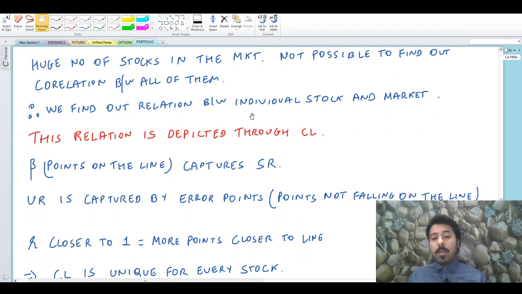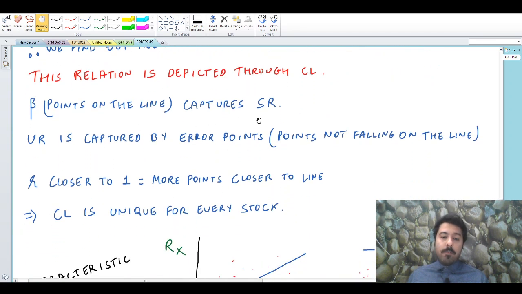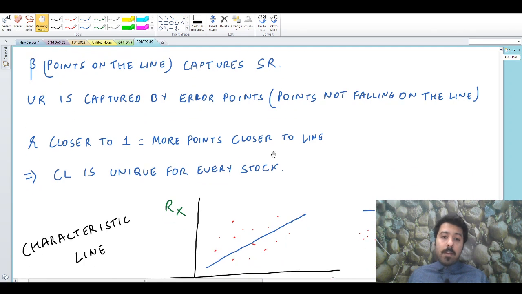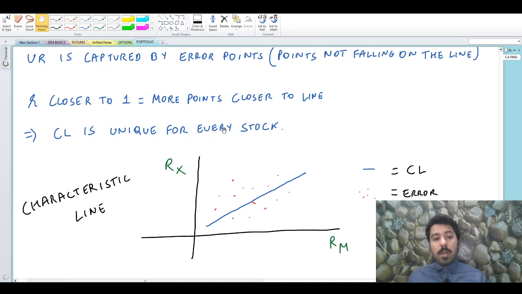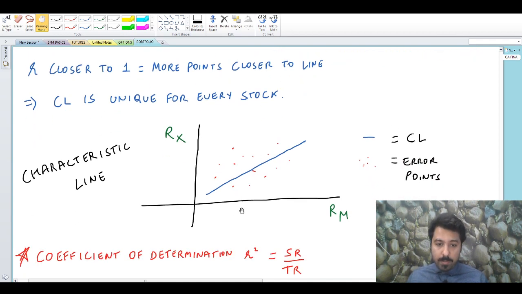Therefore, we find out the relation between individual stock and the market. Obviously, this relation is depicted through characteristic line. Beta, the slope of the line, captures the systematic risk. Unsystematic risk is captured by error points, points not falling on the line. Remember, I told you we'll discuss it later in characteristic line. R closer to 1 means more points closer to line, and characteristic line is unique for every stock.